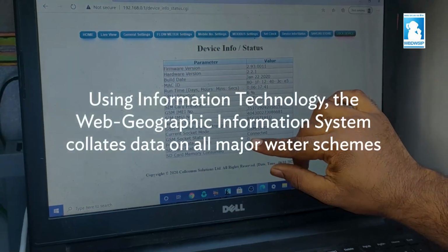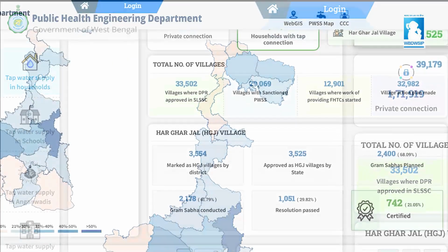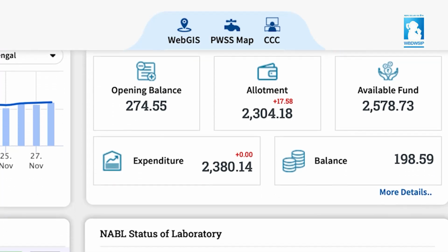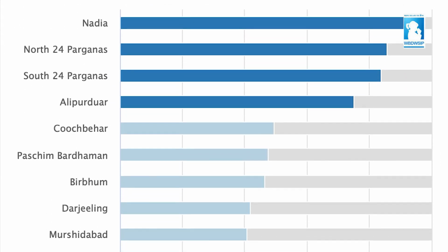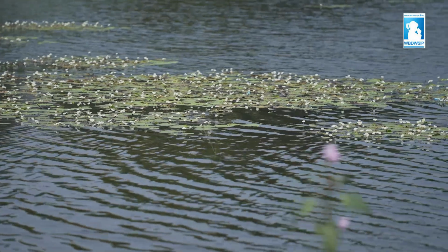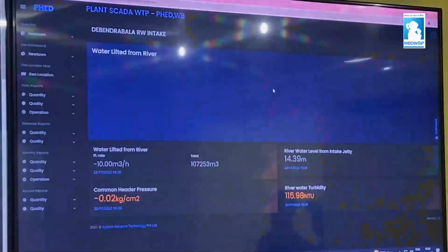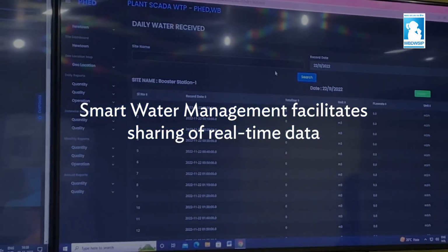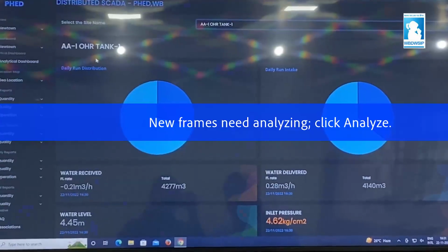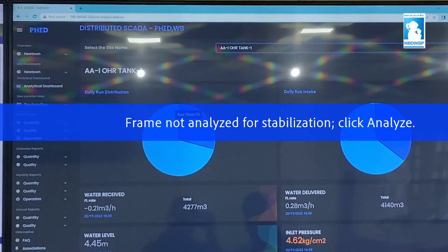Information technology has already been in use for years in the water sector. Many apps have been added to the PHED web portal by many vendors. The Web Geographic Information System or Web GIS app gives information about all major water schemes in the state, showing the layout, number of reservoirs, tanks, intakes, etc. Smart water management adds one extra layer to this Web GIS by also showing live data, that is real-time data of how much water is flowing and water quality.